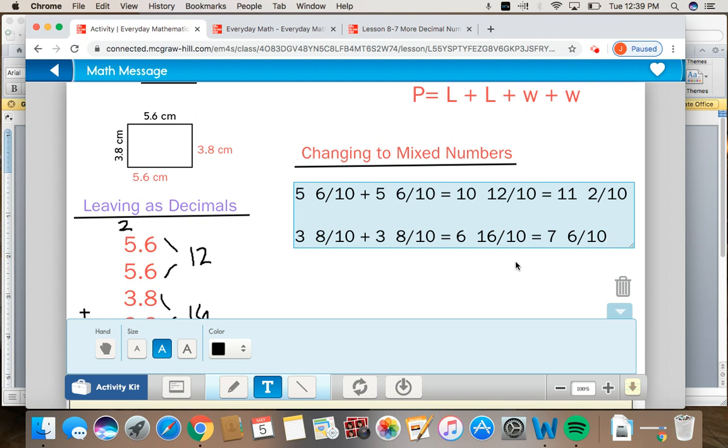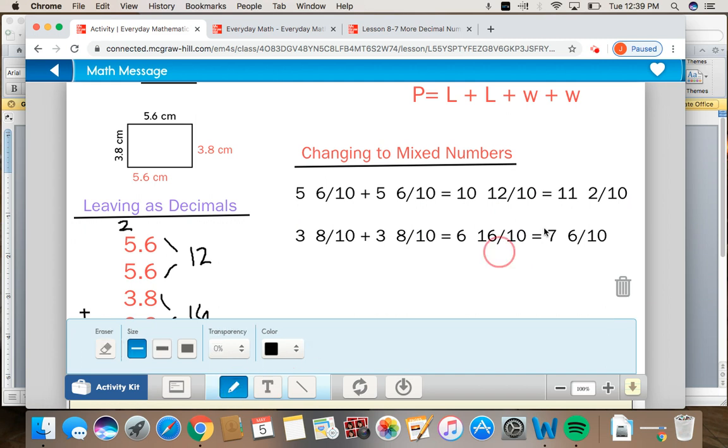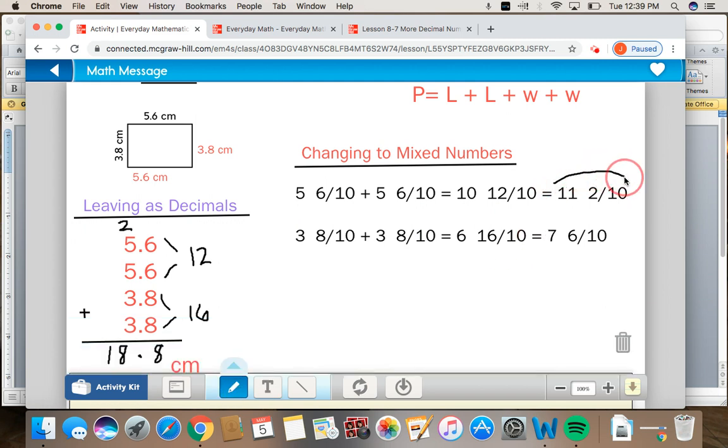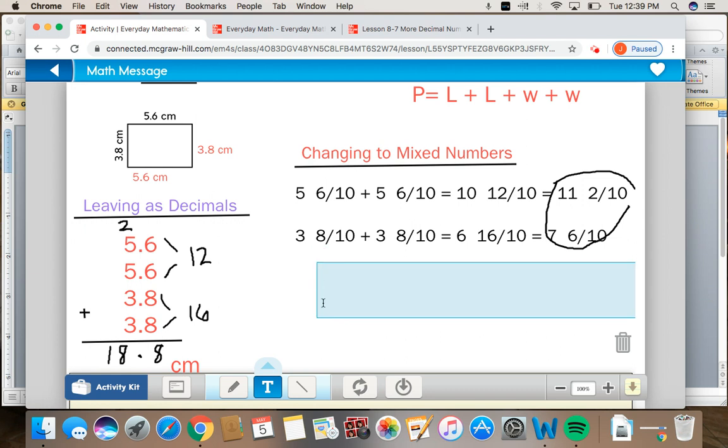So now what I want to do is add together these two amounts. 11 and 2 tenths plus my 7 and 6 tenths. And I'm going to do that over here. I have 11 and 2 tenths plus 7 and 6 tenths.